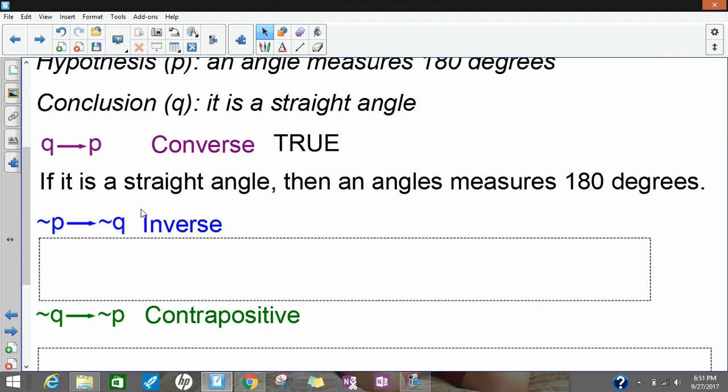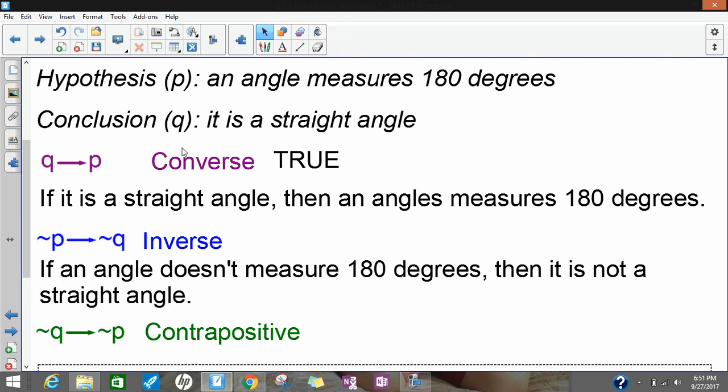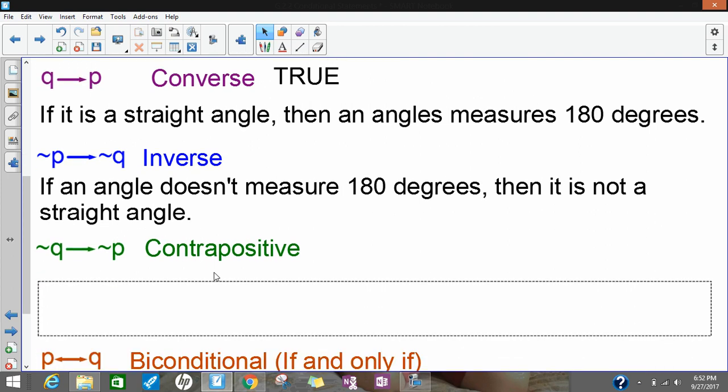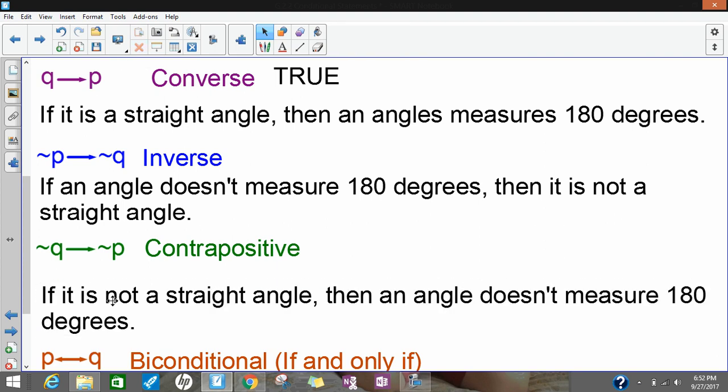Here I want to write the inverse. So I stay in the right order, P, then Q, but I have to negate them. So to change the meaning of an angle measuring 180 degrees would be to say that an angle doesn't measure 180 degrees. I also have to change the meaning of the conclusion, so I will change it to, then it is not a straight angle. To do the contrapositive, I just kind of do both, the converse and the inverse. So I switch their order and I change their meaning to get, if it is not a straight angle, then an angle doesn't measure 180 degrees.